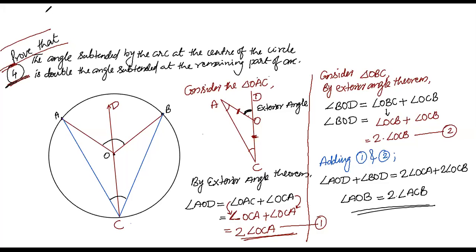Finally, to prove our result, we have to add equation 1 and equation 2. Adding 1 and 2, what we get is angle AOD plus angle BOD equal to 2 times angle OCA plus 2 times angle OCB. On the left side, see the figure, AOD plus BOD gives the total angle at the center of the circle, angle AOB. So the left side reduces to angle AOB, and on the right, 2 is taken as a common factor.